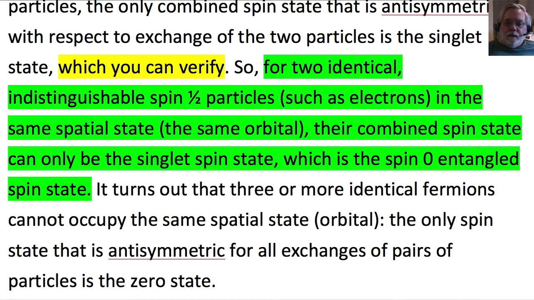So, for two identical, indistinguishable spin 1/2 particles, such as electrons, in the same spatial state, for example, the same orbital for the two electrons, their combined spin state can only be the singlet spin state, which is the spin 0 entangled spin state. That's the only possibility. It turns out that three or more identical fermions cannot occupy the same spatial state or orbital. The only spin state that is antisymmetric for all exchanges of pairs of three particles or more is the 0 state, and we're never interested in the 0 state. There's no particles in the 0 state.